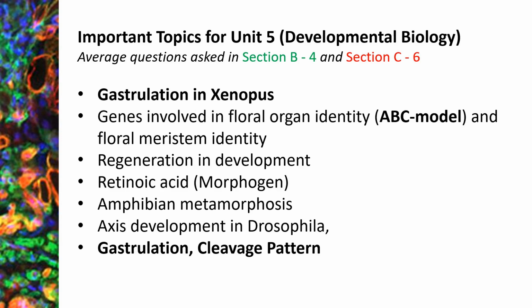gastrulation in Xenopus, genes involved in floral organ identity, ABC model, and floral meristem identity, regeneration in development, morphogens like retinoic acid, amphibian metamorphosis, axis development in Drosophila, gastrulation, and cleavage pattern are equally important. Basically, covering Drosophila and C. elegans development could be worthwhile for further research as well as for the examination.